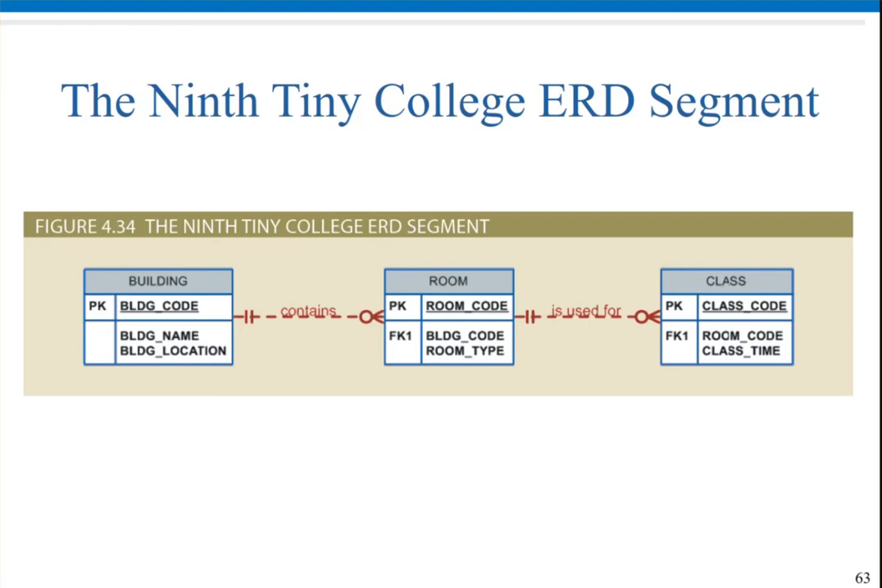So now we have a room code as a primary key, and it goes to a foreign key, building code, which is affiliated with that. So each room can only be in one and only one building. If you know any other ways of doing it, please let me know. And then we have a room can have many classes, but a class must have one and only one room. And again, a room doesn't necessarily have to have any classes assigned to it.